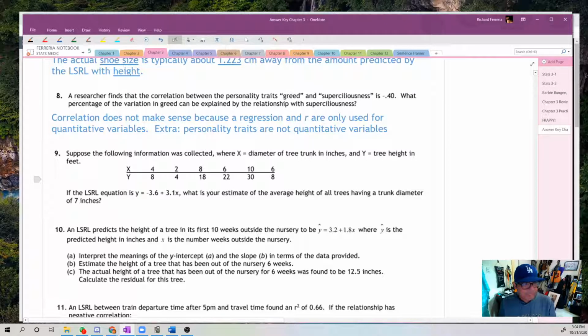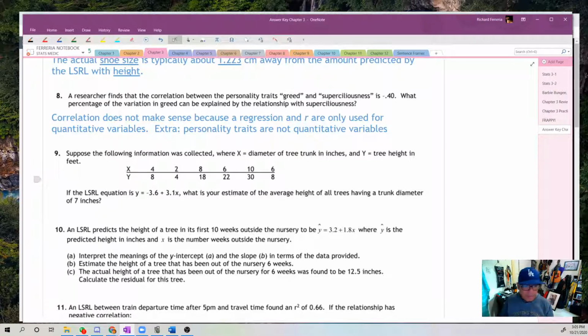Number 9. Suppose that the following information was collected, where x is the diameter of a tree and y is the height of a tree. Okay, so we have a bunch of diameters and a bunch of heights. The least squares regression line for the equation is y equals negative 3.6 plus 3.1x. What is your estimate of the average height of all trees having a trunk diameter of 7 inches?